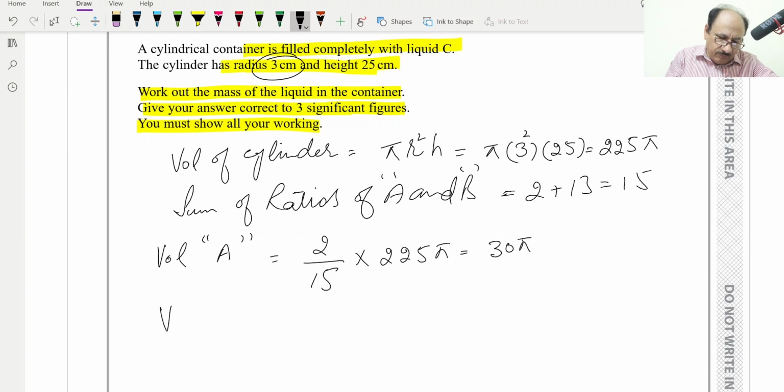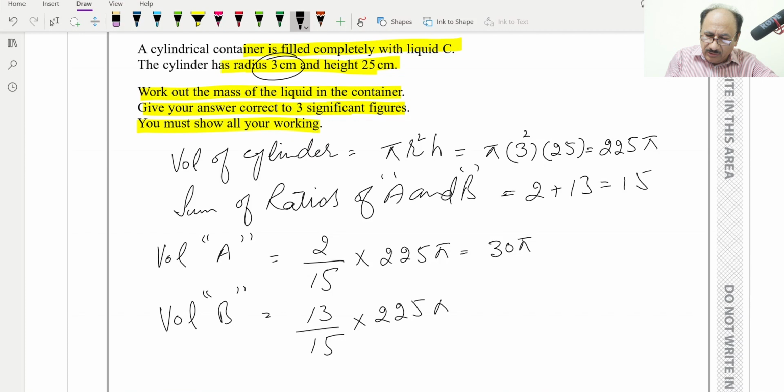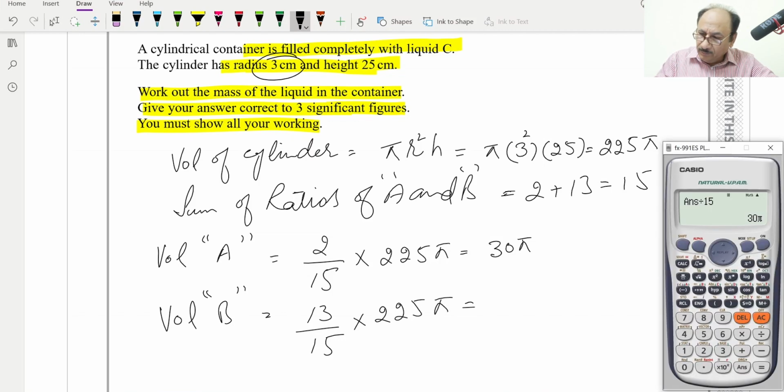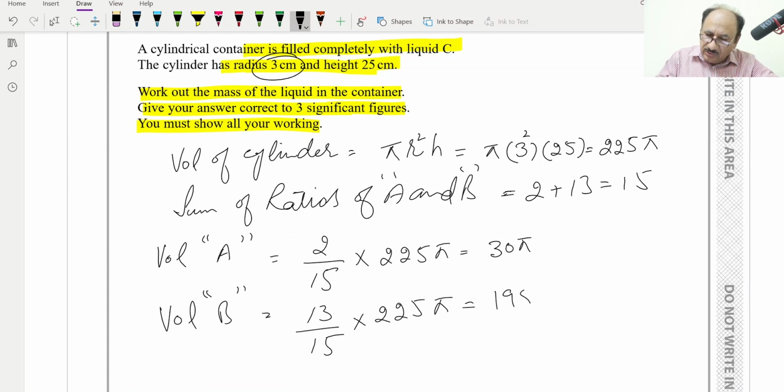And now volume of B also we can find. Volume of B will be equal to 13 out of 15 of 225 pi, and this will be equal to fraction 13 multiplied by 225, and pi will be this one, and divided by 15 is equal to 195 pi. So 195 pi. So these are the volumes of A and B.